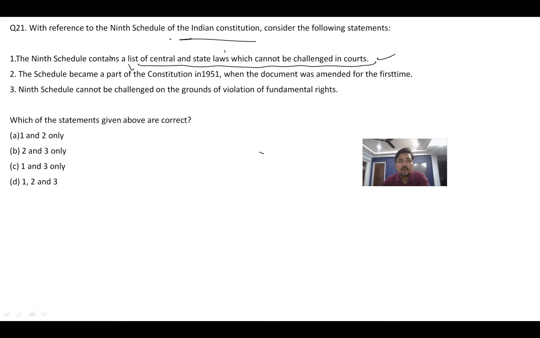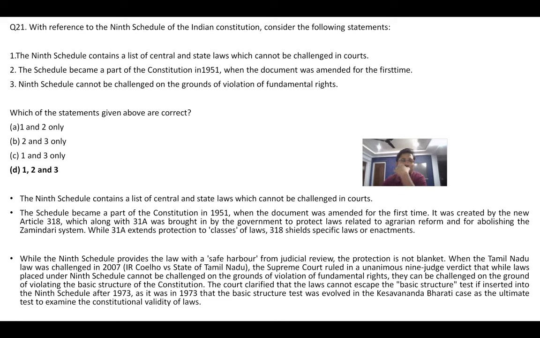The schedule became a part of the Constitution in 1951 when the document was amended for the first time. Ninth Schedule cannot be challenged on the grounds of violation of fundamental rights. So which of the following is correct? 1, 2, 3 all are correct. It contains a list of central and state laws which cannot be challenged in courts. It became a part of the Constitution in 1951 when the document was amended for the first time.